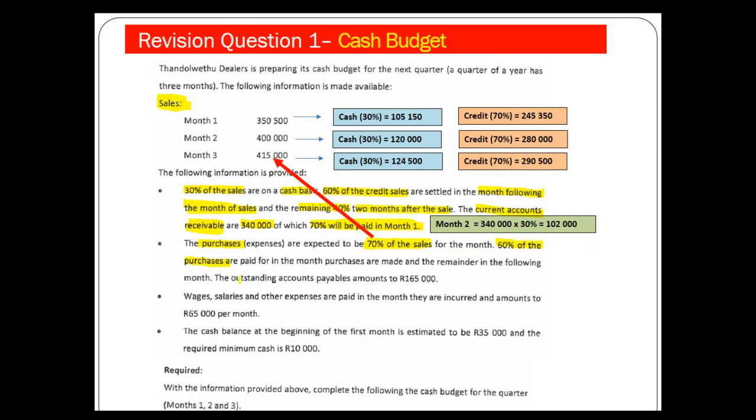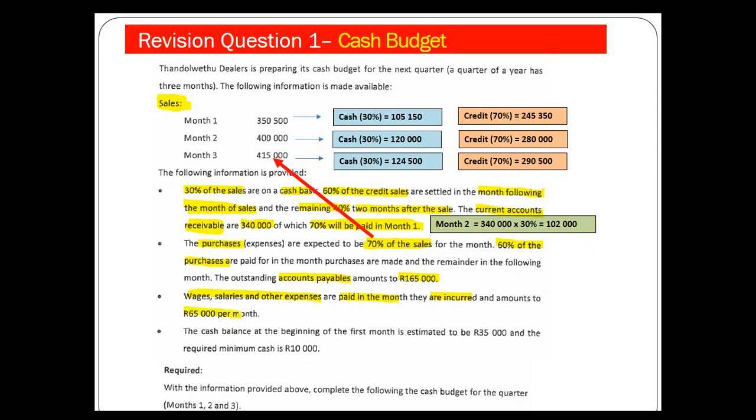And they also said the outstanding accounts payables amount to 165. Again, remember, accounts payables are the same as creditors control. The creditors control are people from whom we bought on credit. So in other words, we have currently outstanding 165, we need to pay this in month one. Okay, so we need to make sure that we remember how to do that. Wages and salaries and other expenses are paid in the month they occurred. Can you see now? So the wages for month one will be paid in month one.